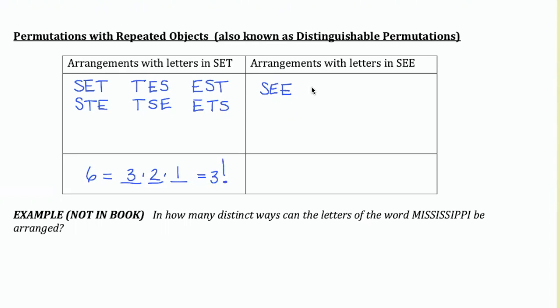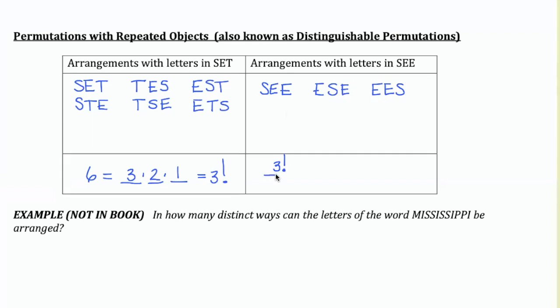So SEE is clearly a different arrangement than ESE, which is clearly a different arrangement than EES. There's no other ways that I can do this. And the way that you would calculate in this case is you pretend as if all of your letters were distinguishable, which was 3 factorial, the different ways we could represent the 3 letters.